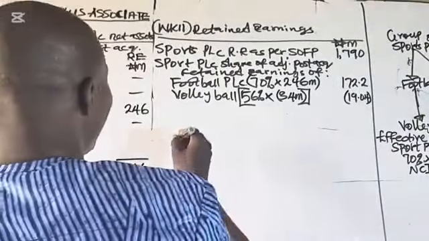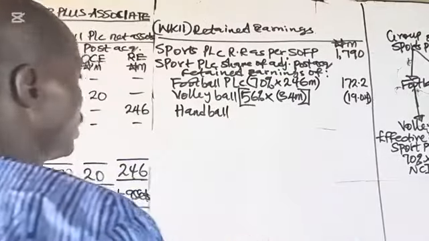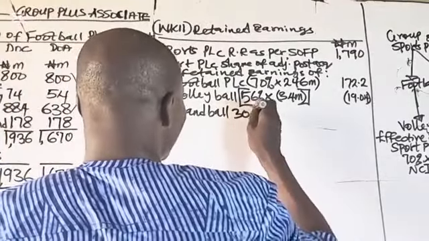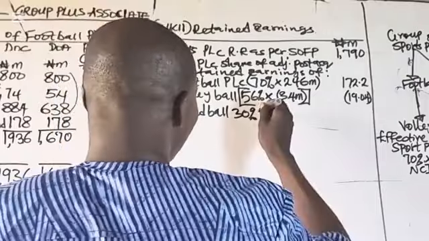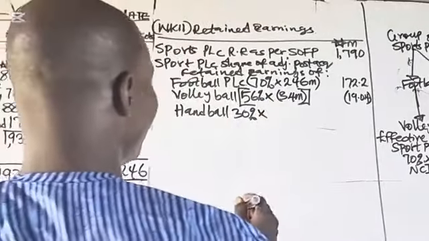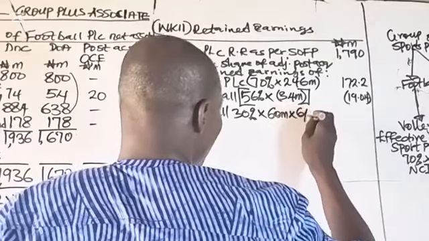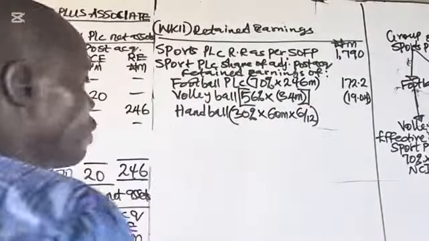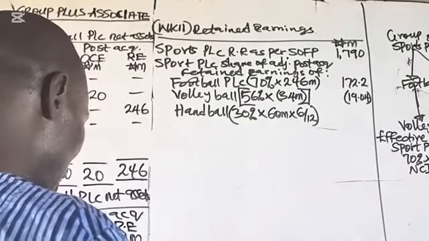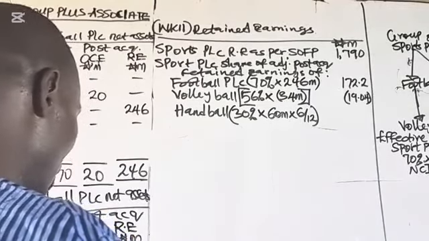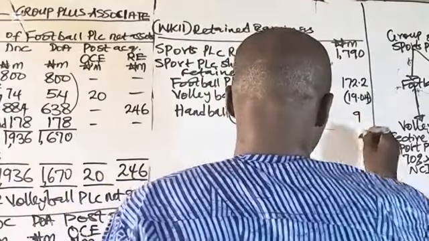Then that of Handball. Handball is an associate. The stake of Sport in the associate is 30%. The post-acquisition profits of the associate. Remember, the profit for the year is given to be 60 million, and for 6 months, just the same workings I've shown earlier. So you have 30% of 60 million times 6/12. That is 9 million.